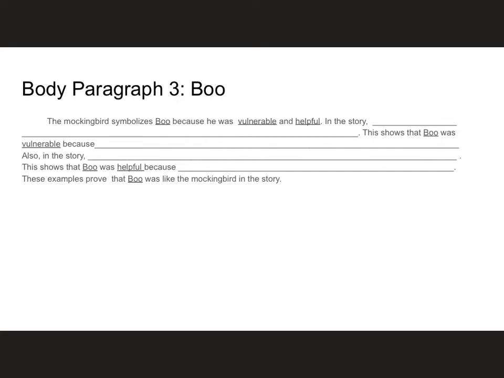Body paragraph 3 is about Boo, and so the first sentence says, the mockingbird symbolizes Boo because he was vulnerable and helpful. And then you go on to give examples and explanations as to how Boo was vulnerable and then how Boo was helpful.